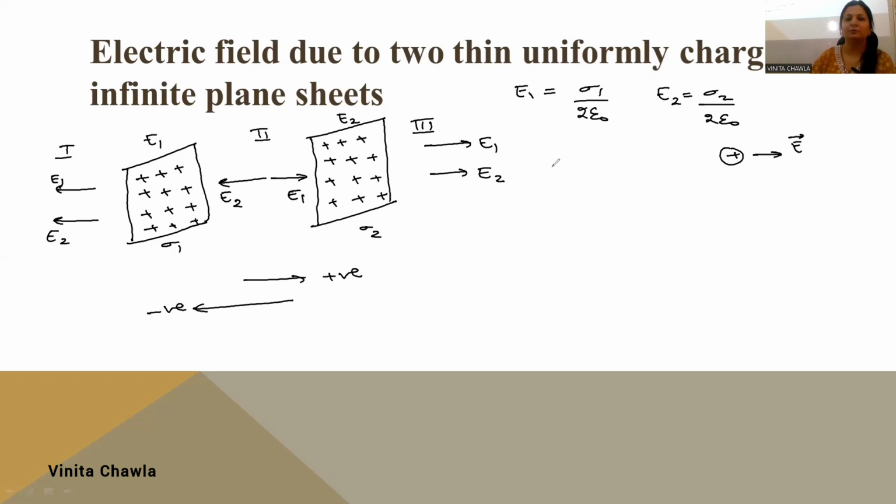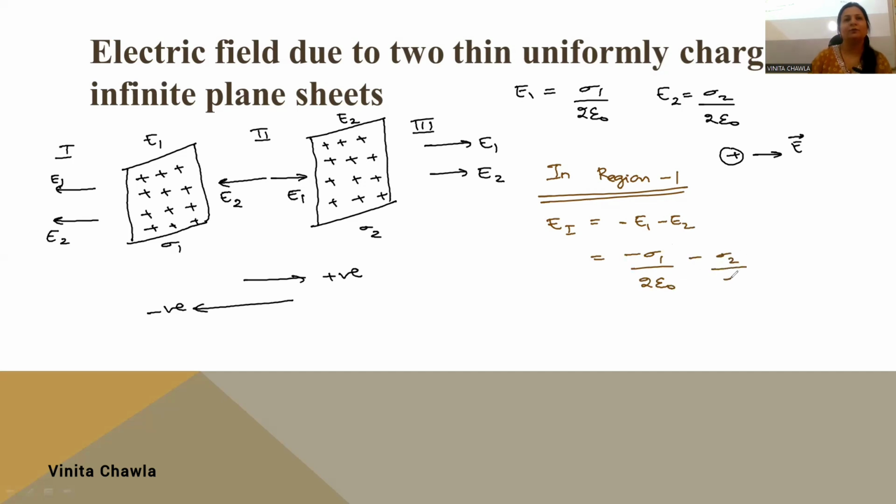In region 1, the net electric field is equal to, they both are pointing in the negative direction, right? So we can take minus E1 and minus E2. Put the values. It's minus sigma 1 upon 2 epsilon naught minus sigma 2 upon 2 epsilon naught. So we can take minus 1 upon 2 epsilon naught outside, and in the bracket we will have sigma 1 plus sigma 2.